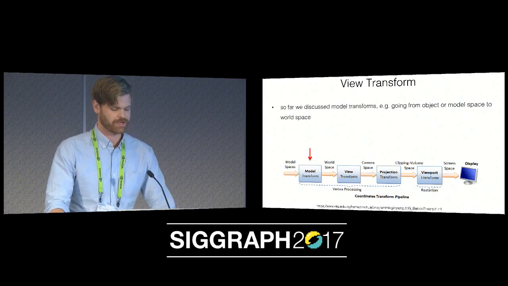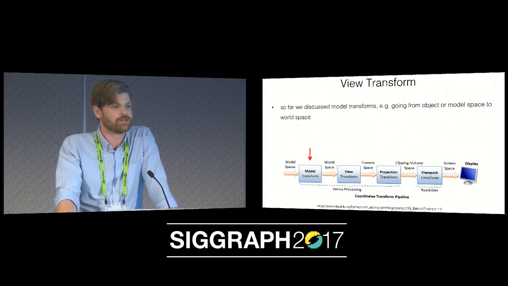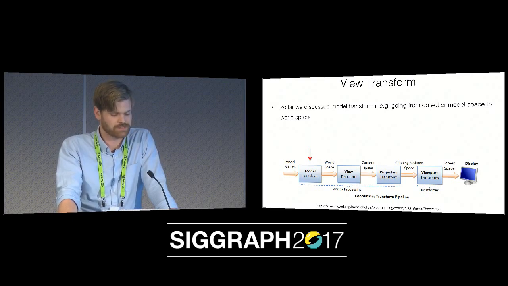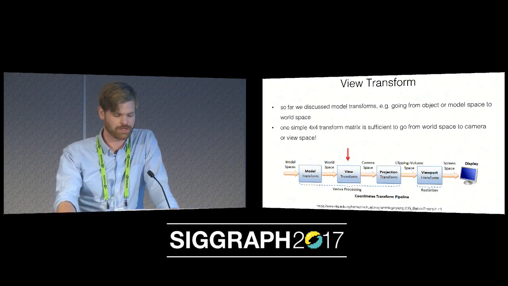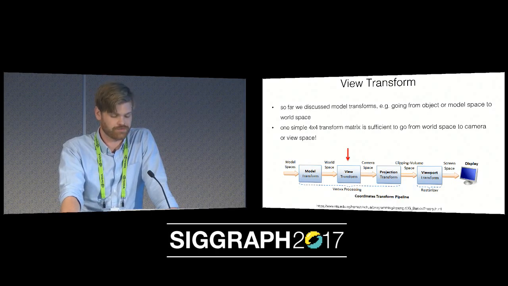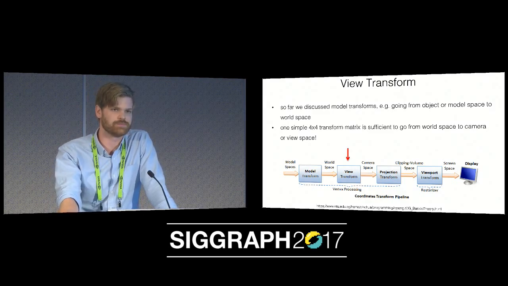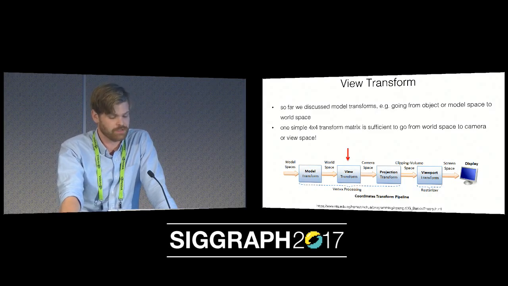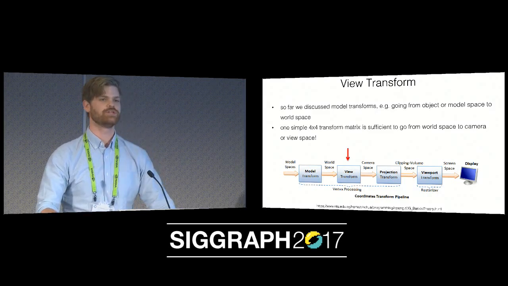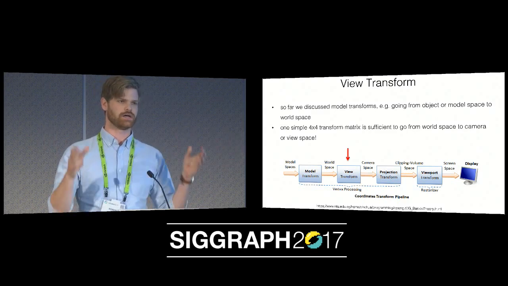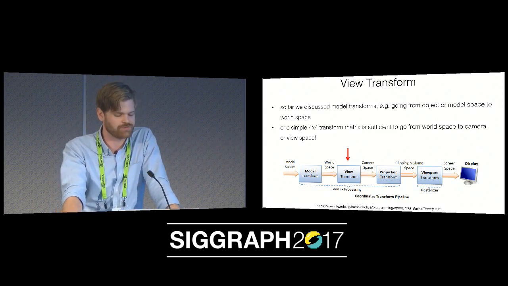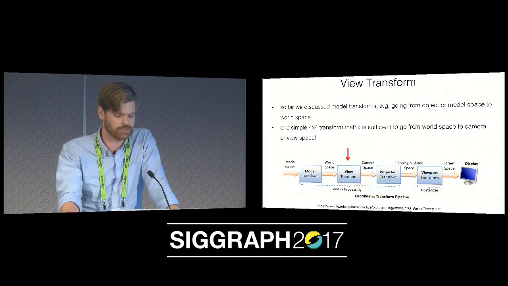So let's move on to the view transform then. So this one's going to be very important, specifically for setting up stereo rendering. So far we've discussed the model transform, which goes from object space to setting up some scene, specifically your world space. The view transform is a simple 4x4 matrix transform that is sufficient to go from the world space to camera or view space. And this essentially defines a camera in your world space and defines its orientation. So what this allows us to do is essentially rotate everything in the world around this camera, and after we perform this transform, we look down the negative z-axis that I'll show you later.